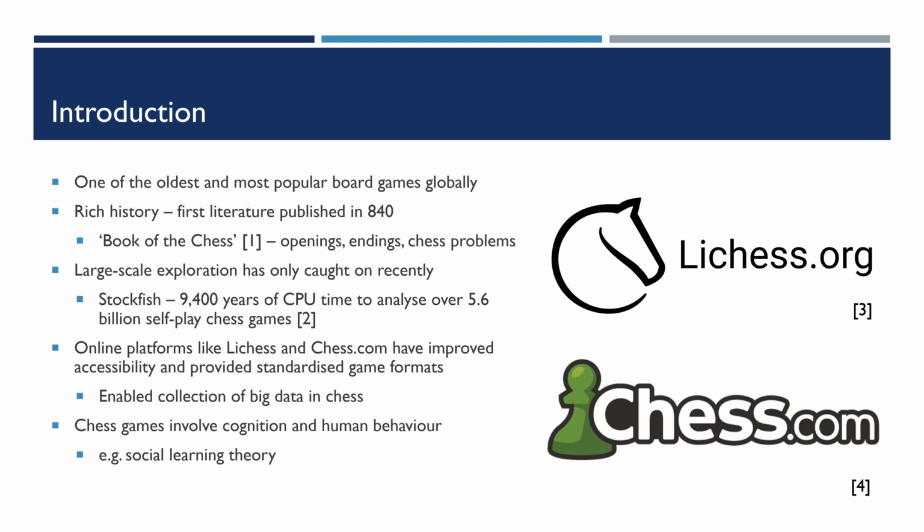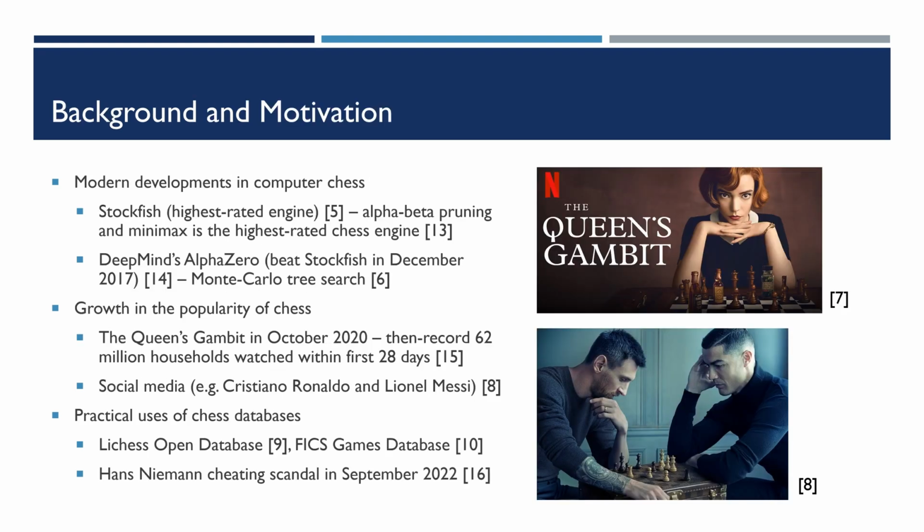Finally, the insights we get from chess go beyond the game. Studies can provide insights into cognition and human behaviour. For example, social learning theory. This is the idea of acquiring new behaviours by imitating others. This is something that could apply in chess and has previously been studied for other games such as Go. Previous research in chess helped to form our motivation for the project.